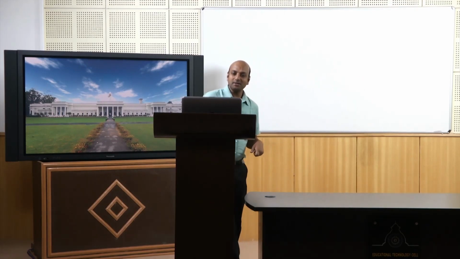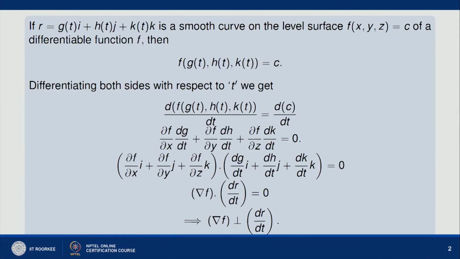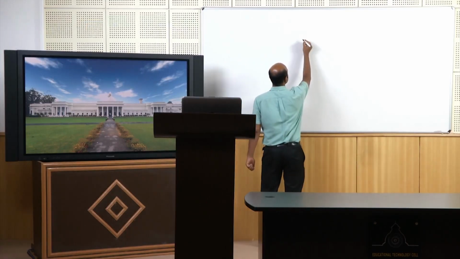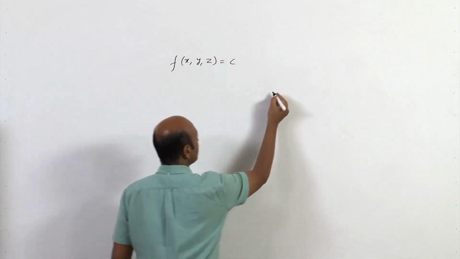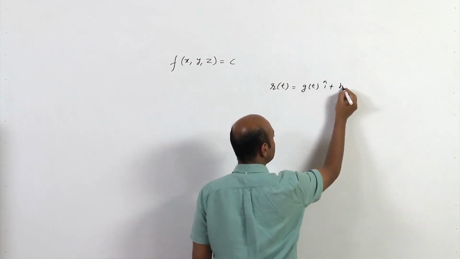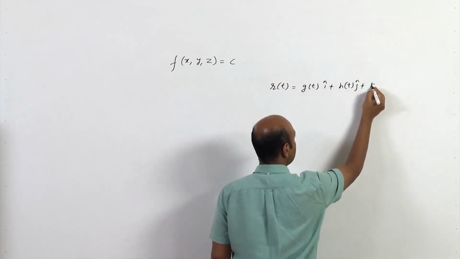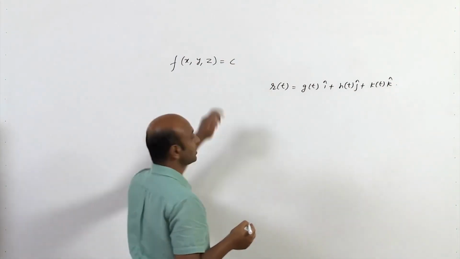So first let us discuss this proof. Let r(t) be given by g(t) i cap plus h(t) j cap plus k(t) k cap, a smooth curve on a level surface f(x, y, z) equal to c, where f is a differentiable function. So suppose you have some surface f(x, y, z) equal to c, and suppose r(t) is given by g(t) i cap plus h(t) j cap plus k(t) k cap. Say this smooth curve passes through this surface.